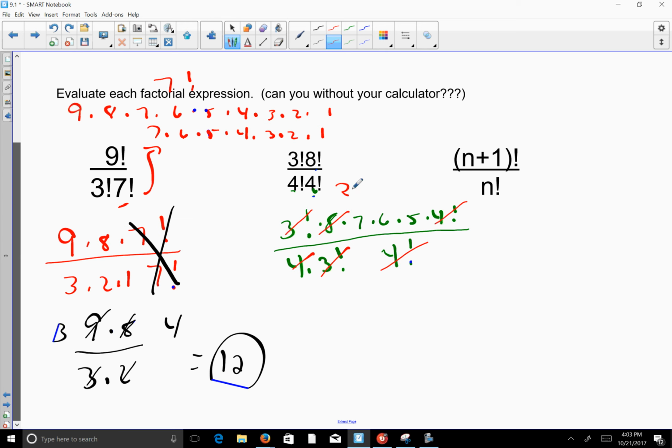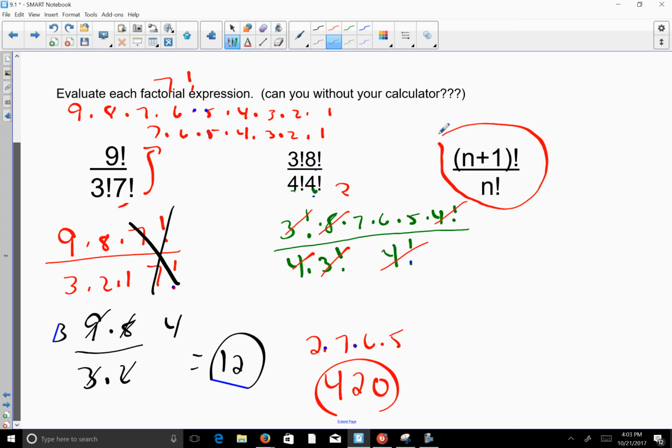So now to finish this problem, I'm going to take 2 times 7 times 6 times 5. That's 10, 42, 420 would be my final answer. And boy, you better check my math. I'm hoping I'm right. All right, I'm going to pause the video and give you a second to try and think about this one before I ruin the surprise. So think about that one for 1 minute.